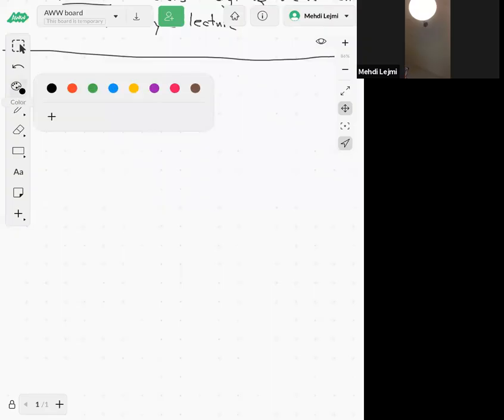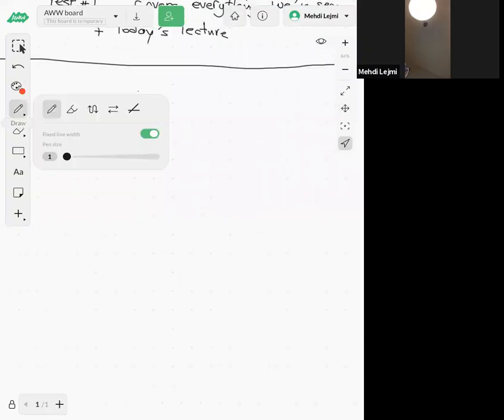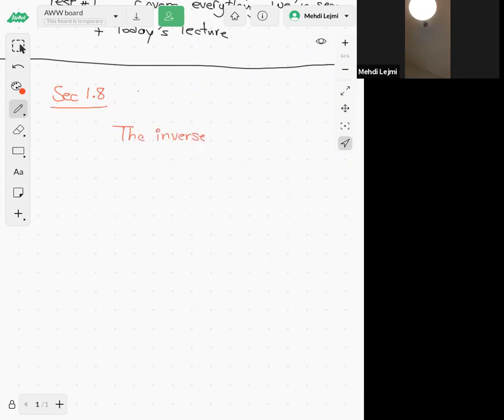All right, so this is again section 1.8, the inverse functions. So I think yesterday I stopped. There was an exercise. We had to find the inverse of a function, right? And I think we had like three problems.